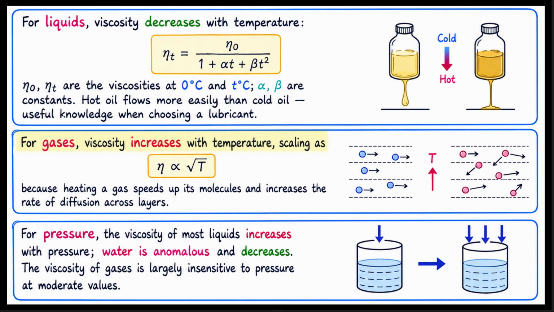For gases, viscosity increases with temperature, scaling as eta proportional to the square root of T, because heating a gas speeds up its molecules and increases the rate of diffusion across layers. For pressure, the viscosity of most liquids increases with pressure, but water is anomalous and decreases. The viscosity of gases is largely insensitive to pressure at moderate values.